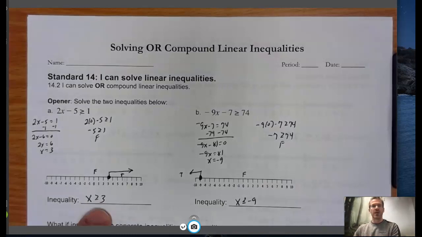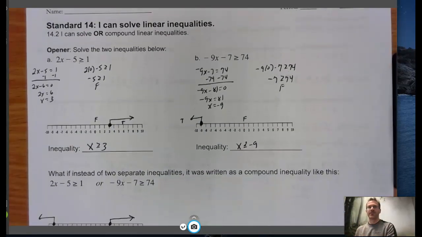Looking back at this one, our inequality would be x is greater than or equal to 3. Our inequality here would be x is less than or equal to -9. So just two separate problems. Now, like I mentioned earlier, we're doing OR compound inequalities. So here's all that's going to happen. We're going to take two inequalities and have them in the same problem.